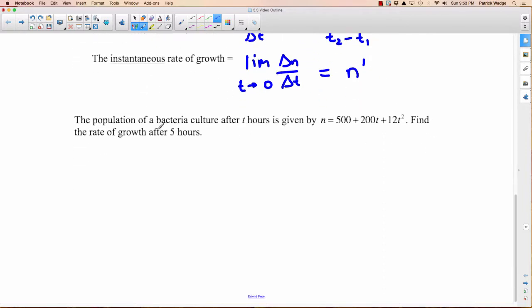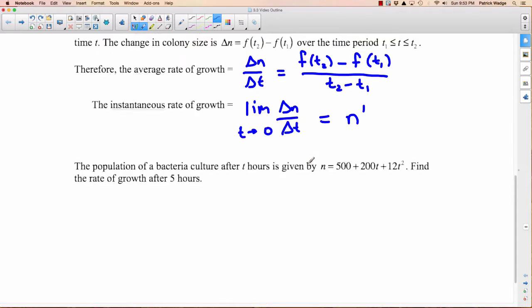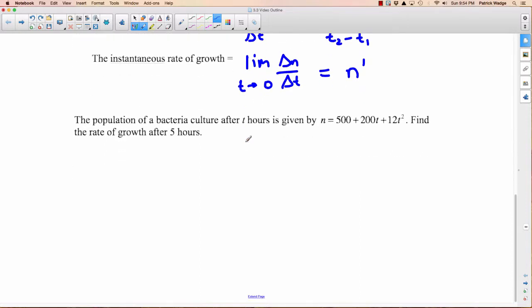So here we go, the population of a bacteria culture after t hours is given by this function. Find the rate of growth after 5 hours. We're looking for the instantaneous rate of growth, so all we have to do is get n prime. Just have to take the derivative. N prime equals, well, this is a constant, so it just equals 0. Then for 200t, the derivative is 200, and for 12t squared, the power rule tells us it's 24t.